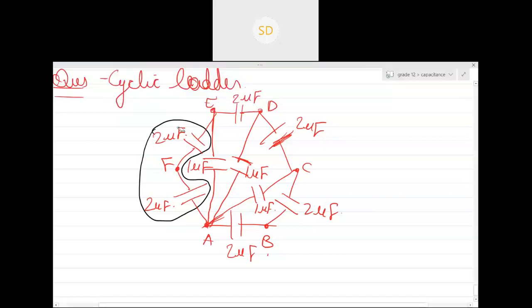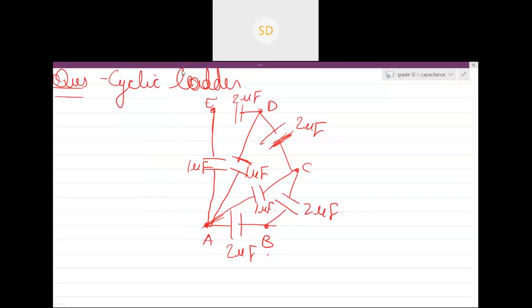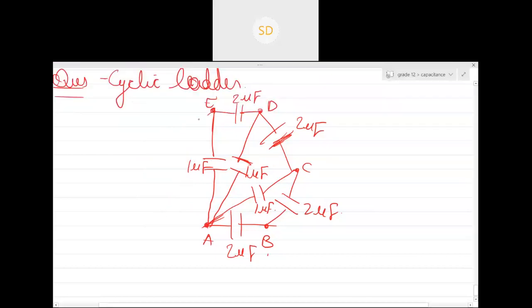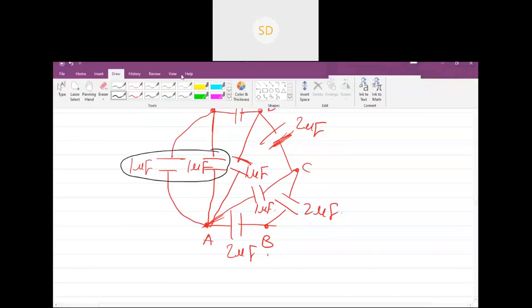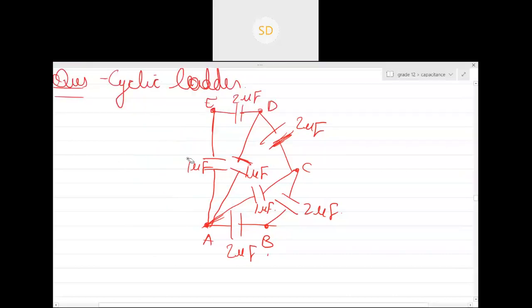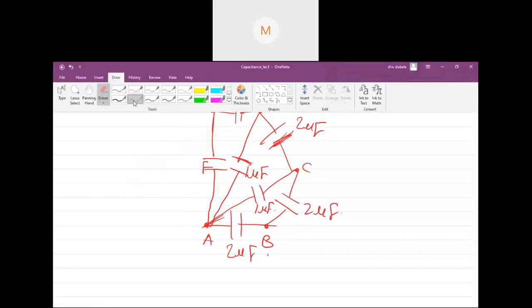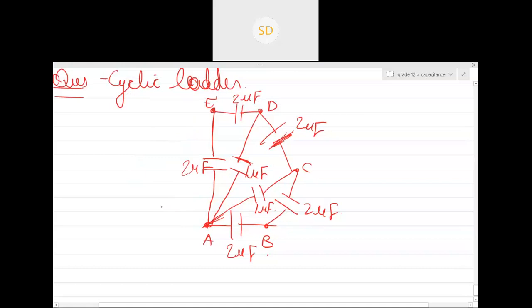So this 2 and 2 will become how much? 1 microfarad. After that, what will happen? Those 1 and 1 are in parallel, so it will become 1 plus 1, 2. It will become 2 microfarad. Yes or no? After that, what will happen? This 2 microfarad and this 2 microfarad, can you see one link has been gone now? Series. One link gone. Yes or no?